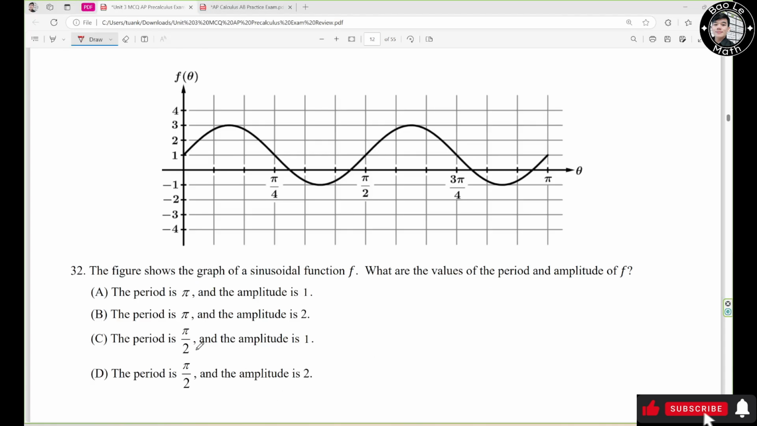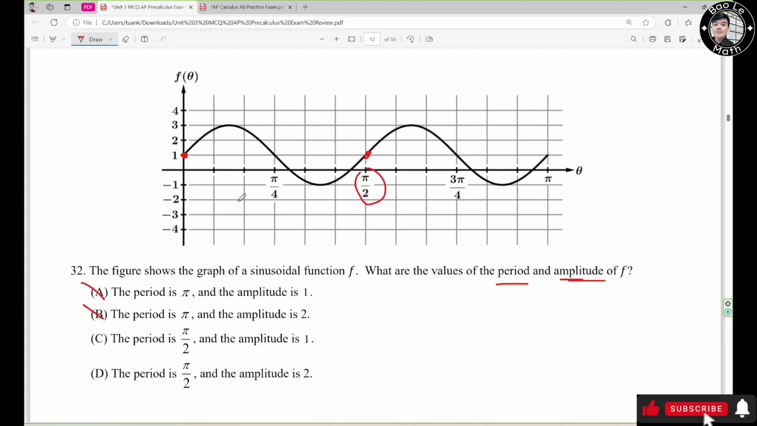Now let's move on to question number 32. We need to find the period and amplitude of the function f, right? So the period is going to be from here to here, right? It's going to be pi over 2, right? So you need to eliminate A and B.